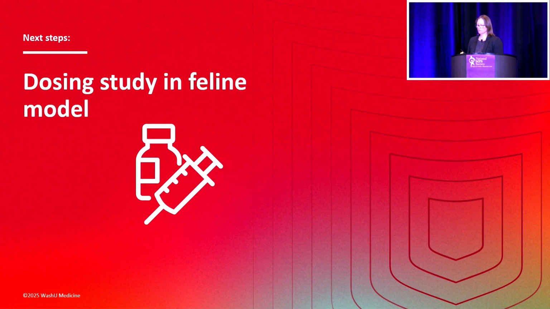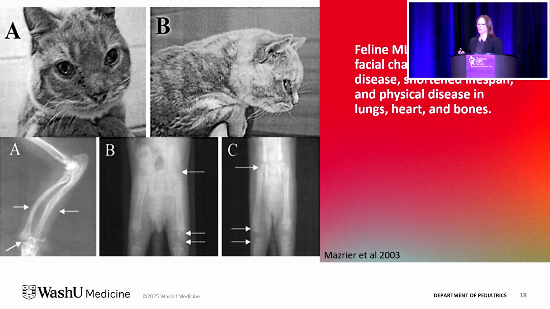And finally, we're planning a dosing study in the feline model. There is a naturally occurring cat animal model of ML2. It shows facial changes, small size, neurological disease. It has a shortened lifespan and physical disease in the lungs, heart, and bones. And so we will do a limited study in cats just to determine whether we can see the effectiveness of the S1, S3 gene therapy in this model.